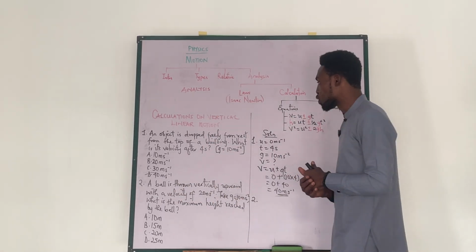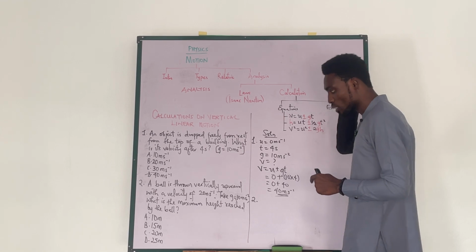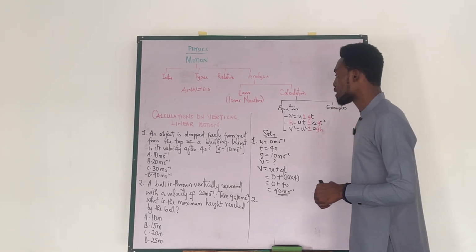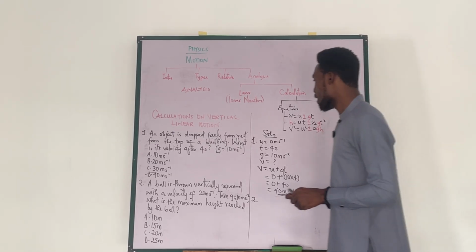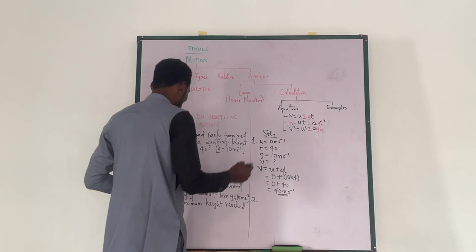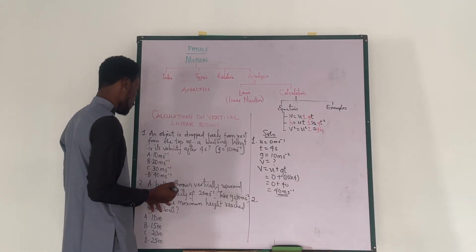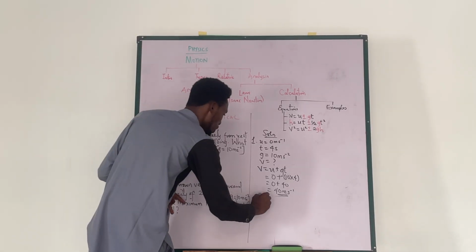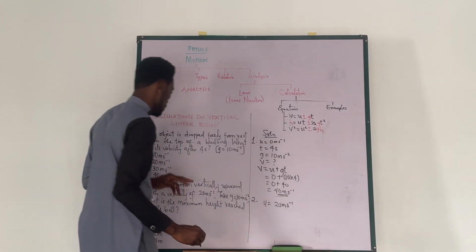Number 2, a ball is thrown vertically upward with a velocity of 20 meters per second. Take g to be equal to 10 meters per second squared as usual. What is the maximum height reached by the ball? So, like I said earlier, come up with all of your values. A ball is thrown upward vertically with a velocity of, so that means the first velocity with which you threw it up was the u. So our u is 20 meters per second.